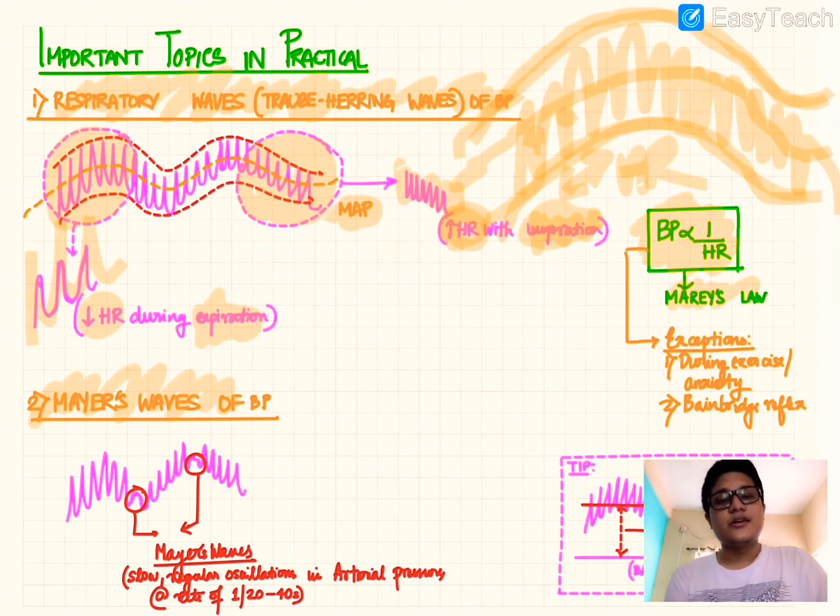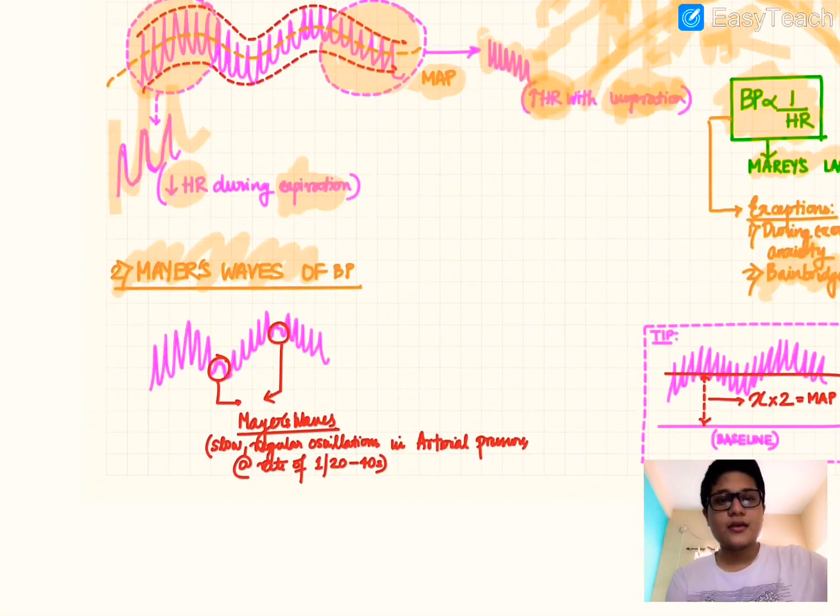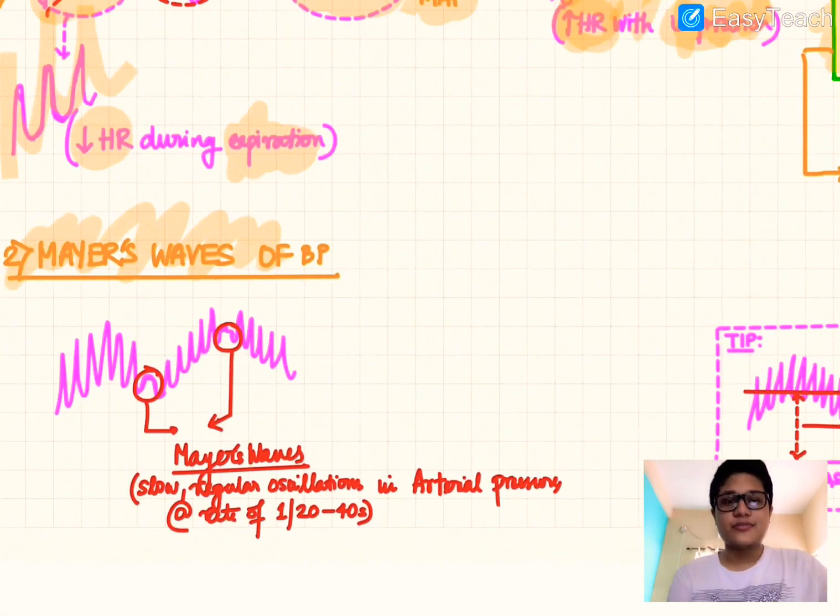But this is not universal. There are exceptions, the most important of which is during exercise or anxiety, where both our blood pressure and heart rate will increase, and also the Bainbridge reflex. Interesting anecdote, during an episode of fear, when you're feeling afraid, our heart rate decreases. It doesn't increase. Okay. Now what are the Mayer waves of blood pressure?